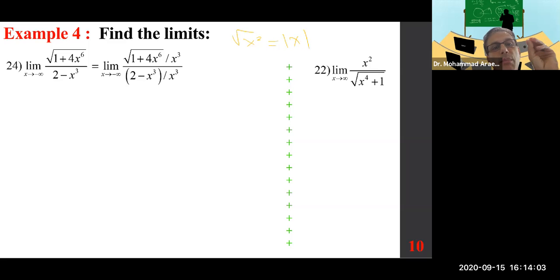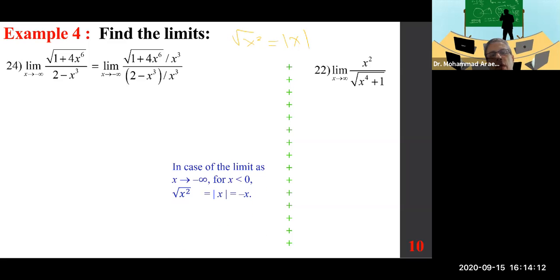Now, we can divide the bottom and the top by x cubed. There are two different ways I'm going to approach that. What I want you to see is what happens when we take the x cubed in, okay? In case of the limit, when x approaches negative infinity, I put that up there, square root of x squared equals absolute value of x, okay? And it becomes negative x if x is approaching negative infinity. That's important because minus x doesn't mean negative, it means the opposite of x, class.